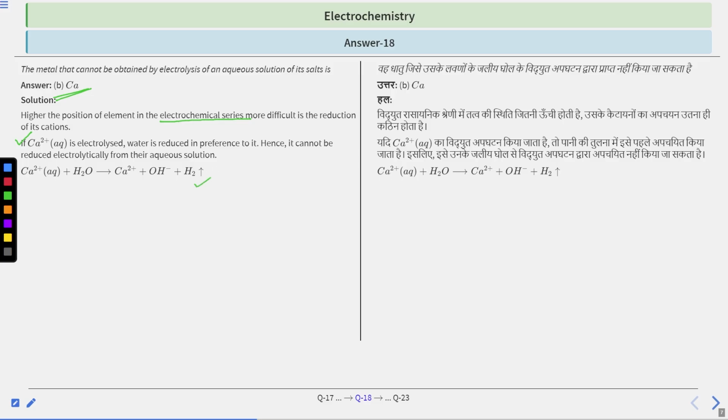This is the process: Ca2+ plus H2O, on reduction, gives us Ca2+ plus OH- plus H2. Water gets reduced in place of Ca2+. So calcium is the metal that cannot be obtained by the electrolysis of an aqueous solution of its salt, and thus option B is the correct answer.